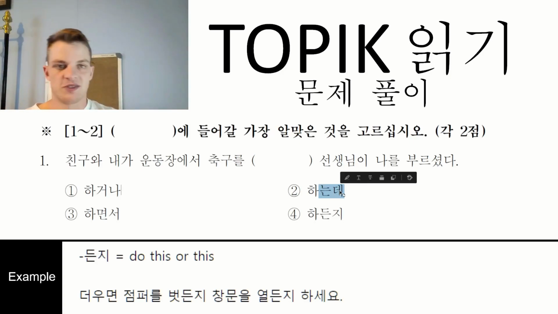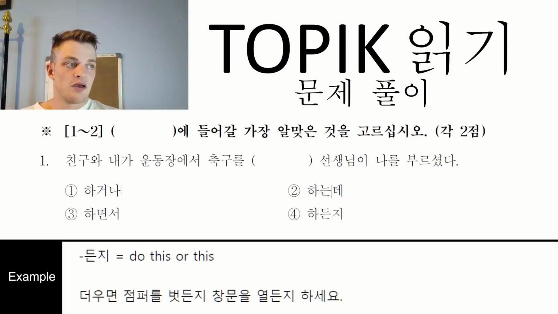but something else happened. A lot of it depends on the tone and the context, but this is a very common ending that you can add to verbs, and it's really useful, and it makes your speech sound really natural when you use it. In this case, we're saying we were playing soccer, so this thing happened, and, or sort of but, the teacher called me.